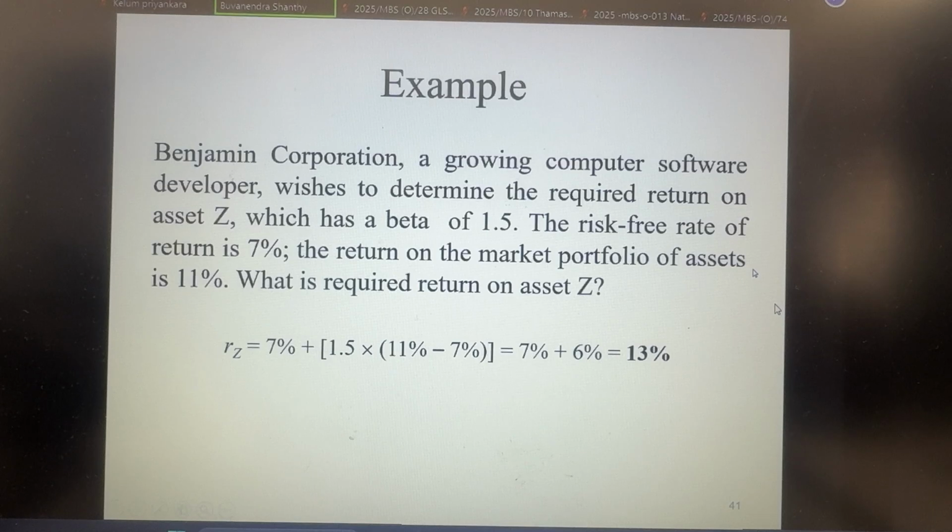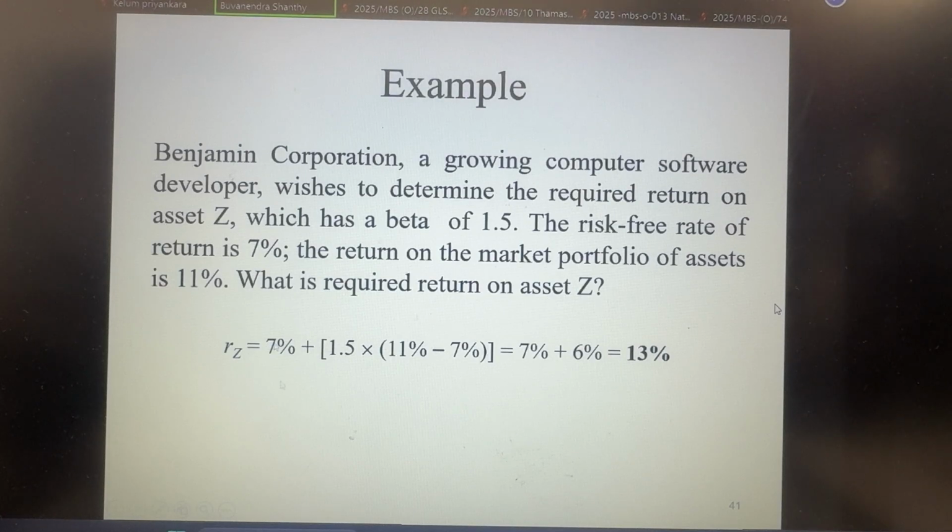We have discussed a theoretical model to apply and measure the required rate of return in the stock markets. Now we will take this theoretical model, what I have discussed up to now, to a practical application. Here I take a simple example. A particular corporation, a computer software developer, wishes to determine the required return on an asset. It has a beta of 1.5, the risk-free rate is 7%, and the average market portfolio's return is 11%. So what is the required rate of return on the asset?